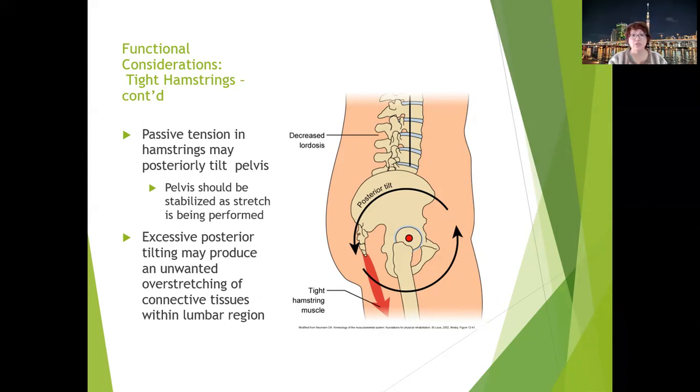Excessive posterior pelvic tilt may produce unwanted overstretching of connective tissues in the lumbar region. So a lot of times if we're dealing with people with disc issues, we want to keep our neutral spine, which is a little bit of lumbar lordosis. So tight hamstrings can contribute to pressure on the discs by decreasing the lumbar lordosis. So that is one of the functional considerations of tight hamstrings.